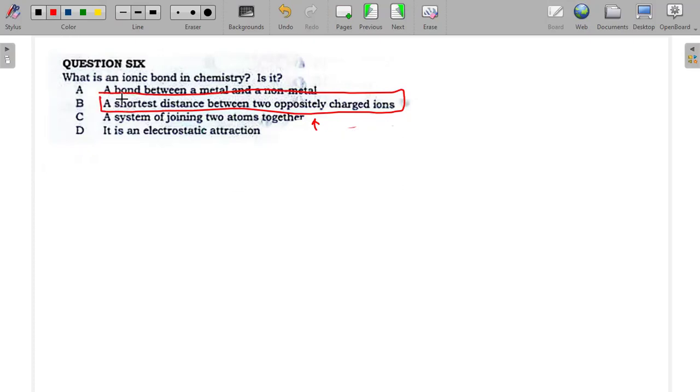So an ionic bond in chemistry is simply the shortest distance between two oppositely charged ions. Meaning, for example, if I have sodium chloride here, the sodium will have a positive charge there, and then the chlorine will have a negative charge. So the shortest distance between these two things here is what we call an ionic bond.